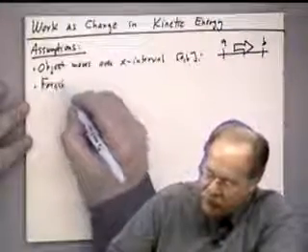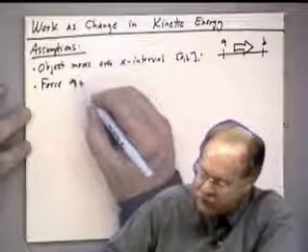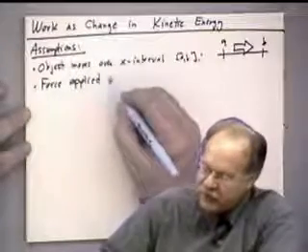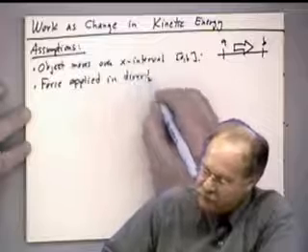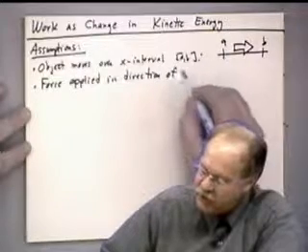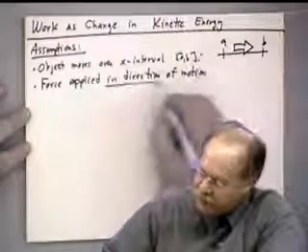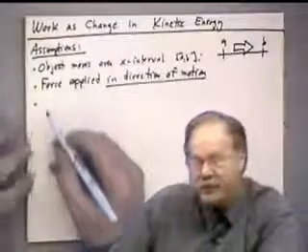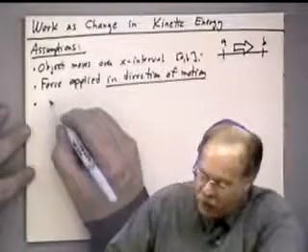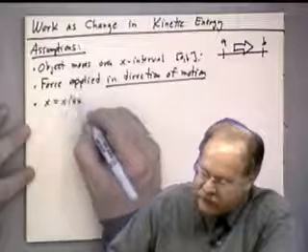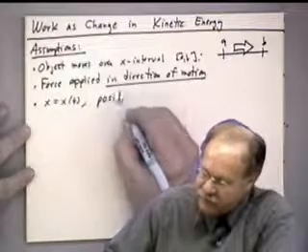Now, as always in these problems, our force, because we're not dealing with vectors yet, is applied in the direction of motion. So that's the second assumption. The next are going to be notational conventions. We'll let x be x of t, and that will represent the position of the object.